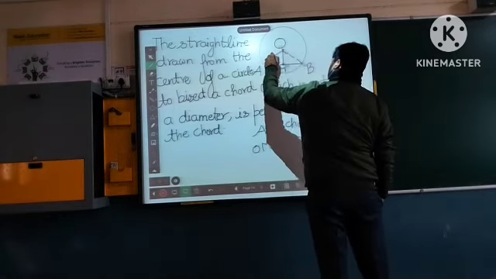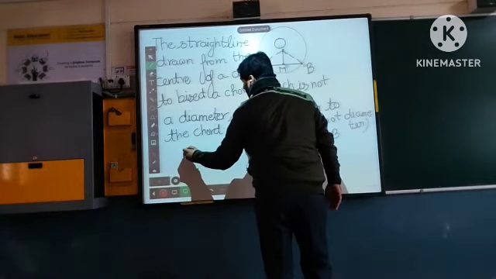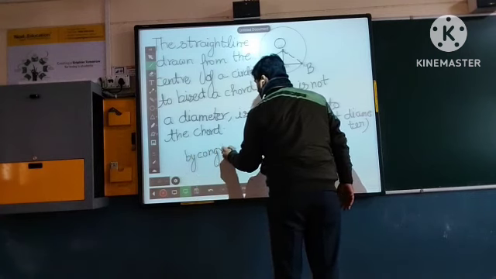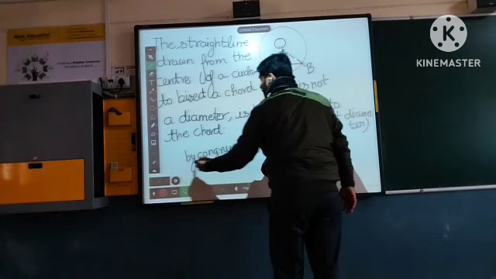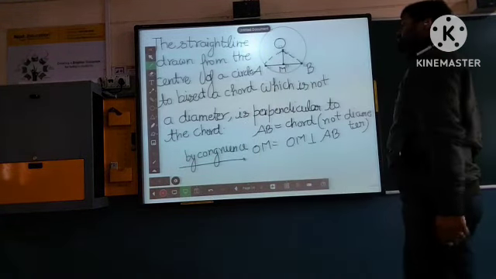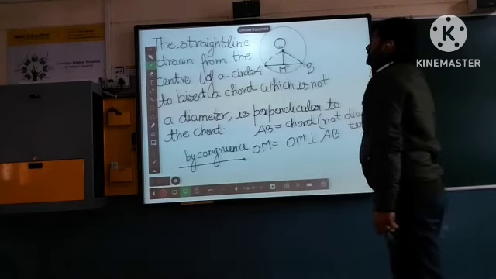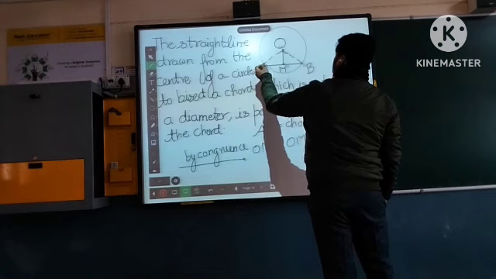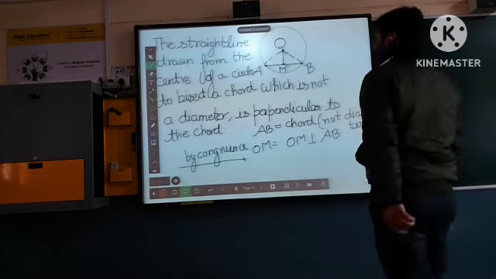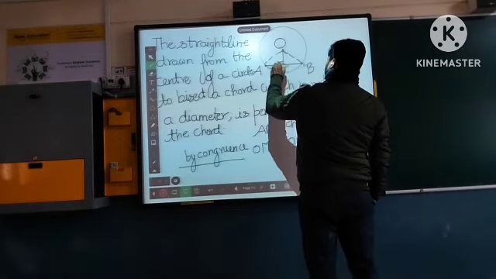Now how will we prove it? I am joining O to B and O to A. Then what can you say? By congruence only we prove it. We have two triangles and we prove the triangles are congruent. If you prove the triangles to be congruent, can you say two angles will be equal? Which angles? OMA and OMB. So the same angles will be there. Since they are equal, their sum equals 180, so one angle equals 90 degrees. That's how we prove it.